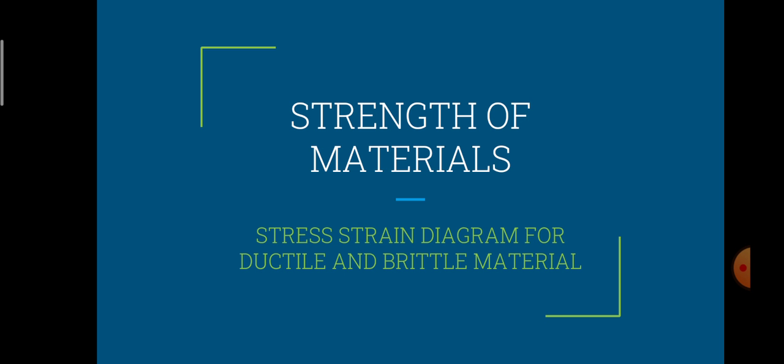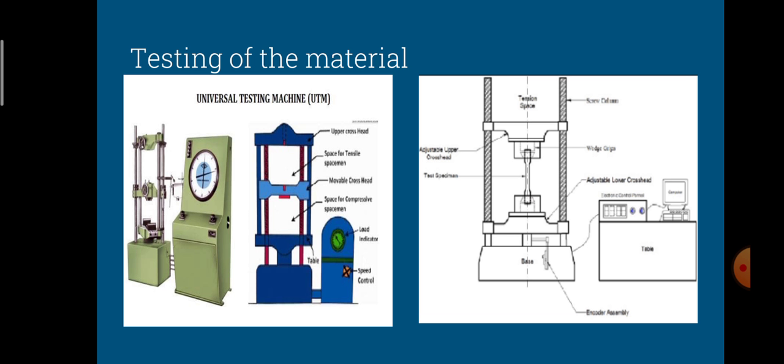So today I'll be discussing the stress strain diagram for a ductile and brittle material. Whenever we need to test a material for its stress strain behavior, we test it by using a universal testing machine.